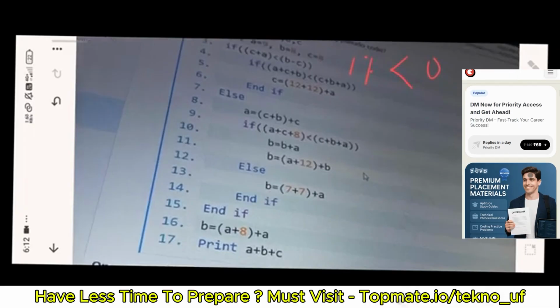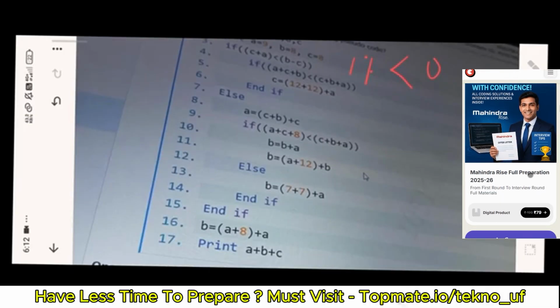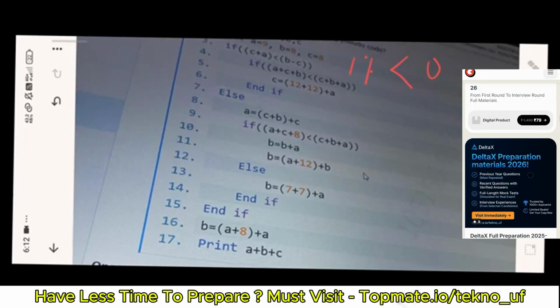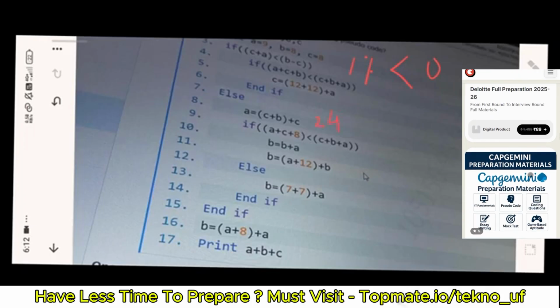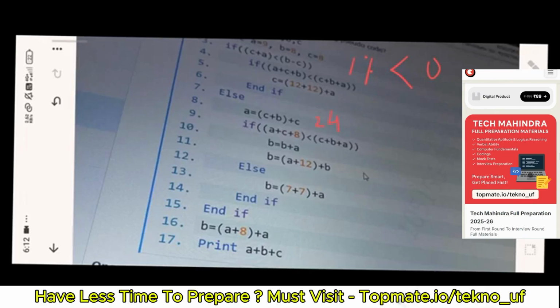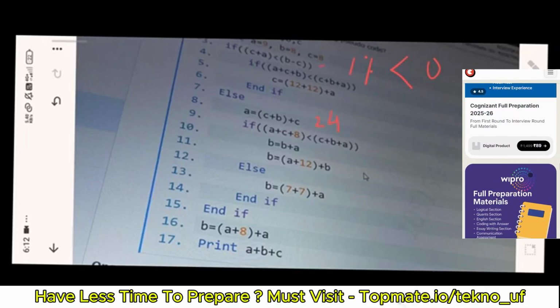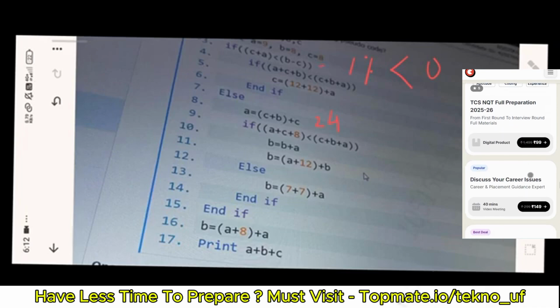What's the value of a? a is equal to c plus b plus c. c was 8 and b was 8, so c plus b plus c means 8 plus 8 plus 8. This becomes 24, so the value of a becomes 24. Now we check the if block again: a plus c plus 8. So 24 plus c, which was 8, plus 8, becomes 40.